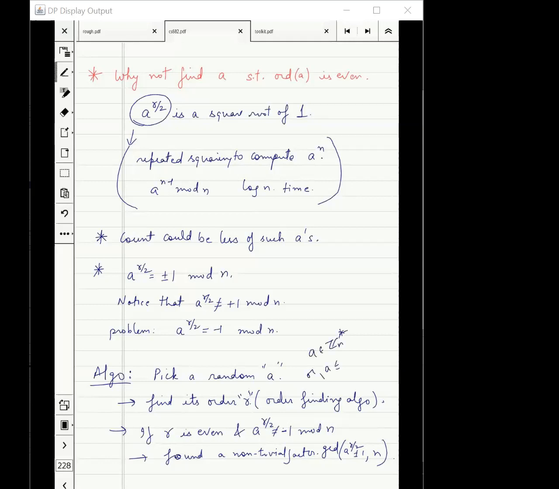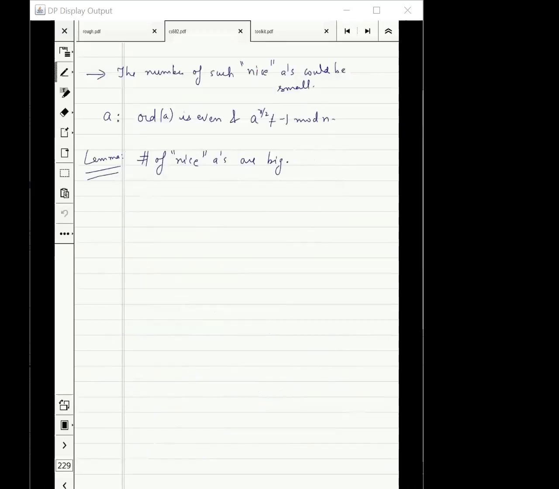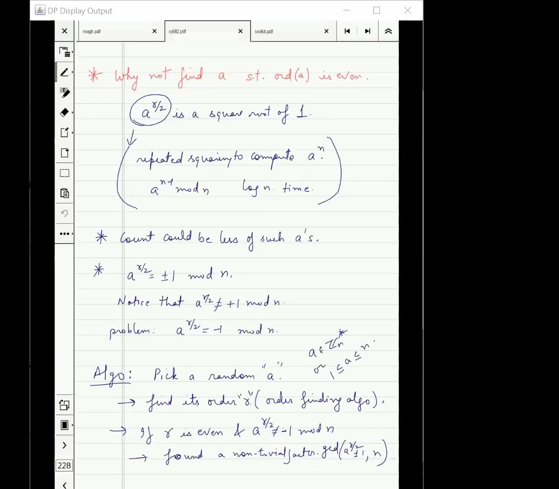Oh, but we can pick it in Zn and then take GCD. If we get a factor, then we stop right there. Exactly. So I wouldn't call it Zn, but a number between 1 and n. Notice the subtlety: it is very hard to pick an A in Zn star. If we knew the factorization of n, then probably we could construct a random A in Zn star.